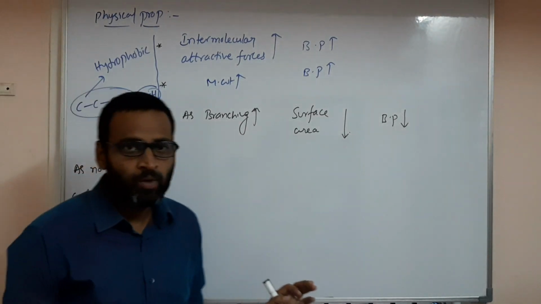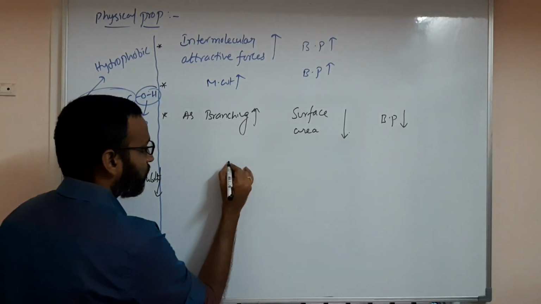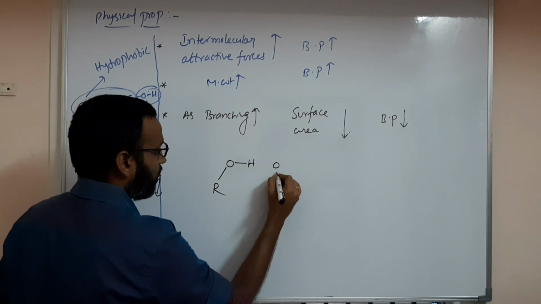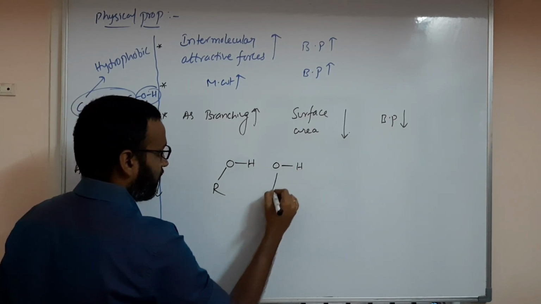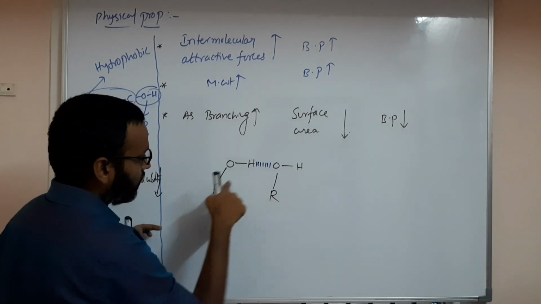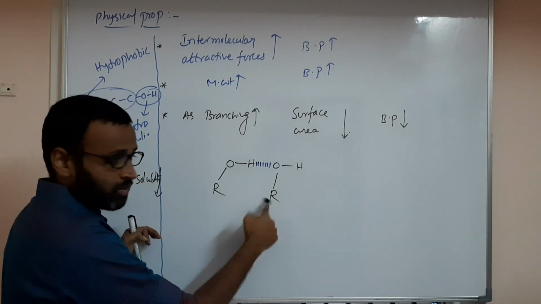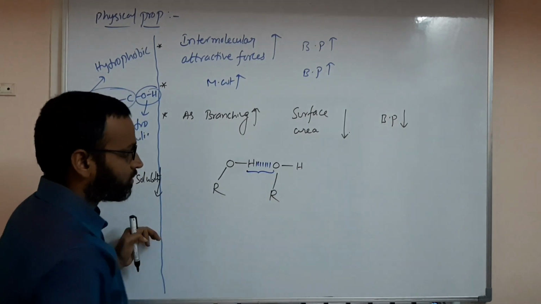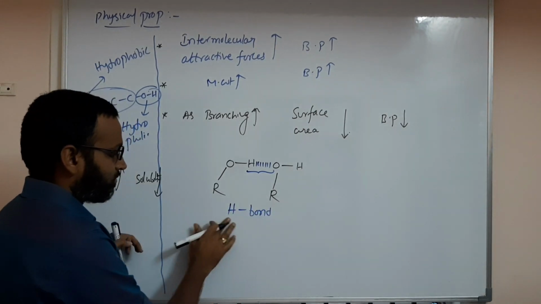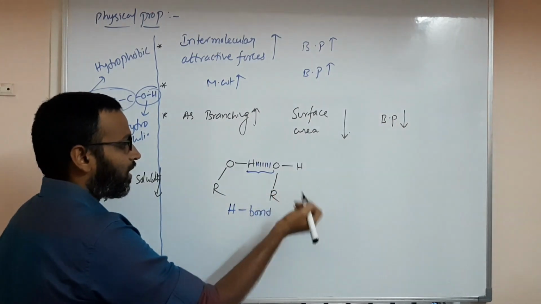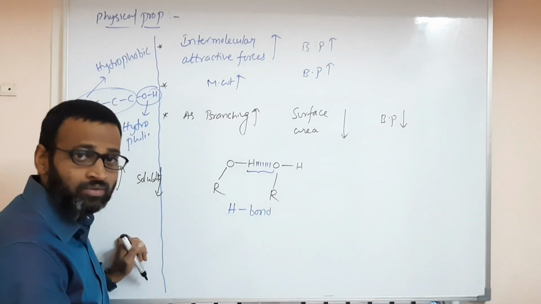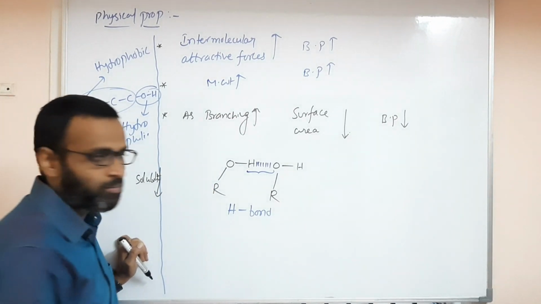Now come to boiling point. They have the ability to form H bonds. So you have R-OH here and R-OH here. Between these two, the hydrogen of this molecule and the oxygen of this molecule have a hydrogen bond. This is the hydrogen bond representation. So it is an extra attractive force, tell me. So alcohols have a higher boiling point than corresponding molecules with almost the same molecular weight.